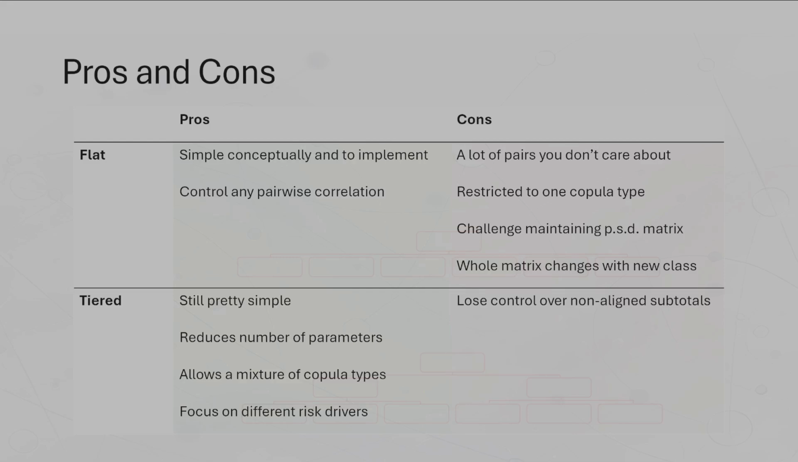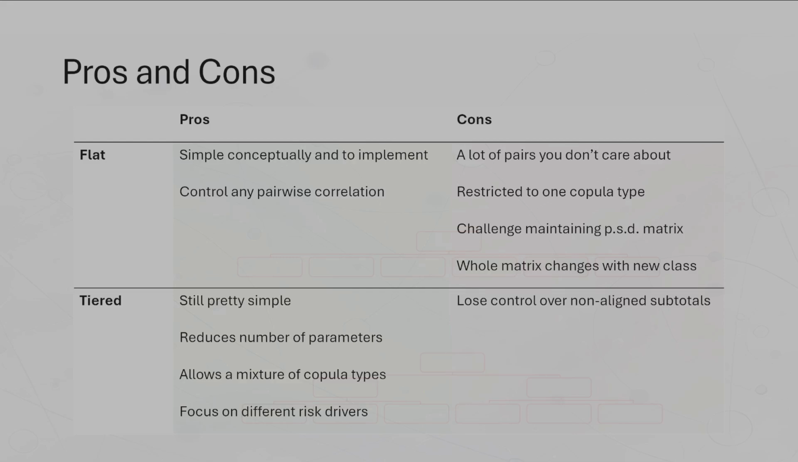It allows a mixture of copula types. So as we were correlating the classes in Division 1, we could have used a student's T, and as we were correlating the classes in Division 2, we could have used a Gaussian. And you can pick different copula structures, again, for the division-to-division correlations. So you've got a little more flexibility as you aggregate through the structure in picking different shapes of correlation.